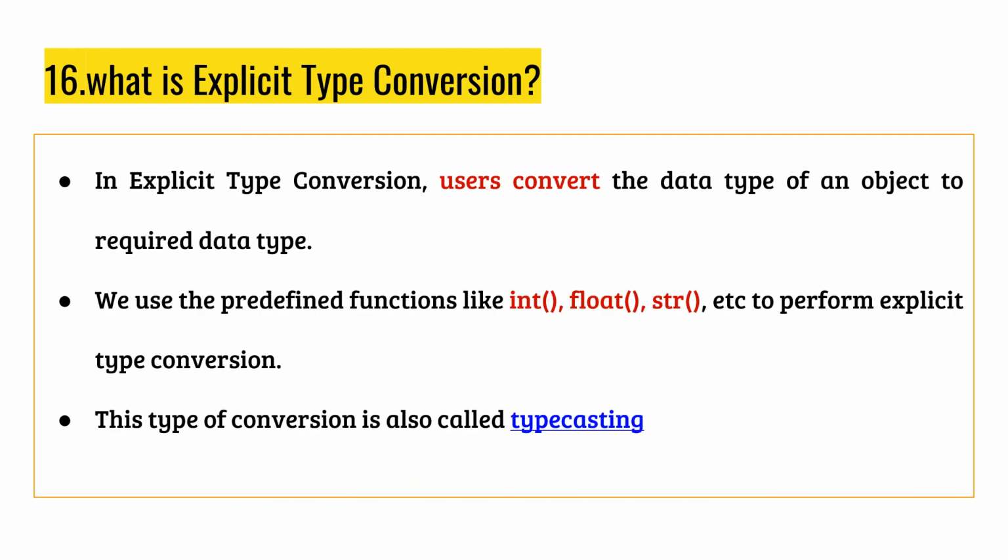Then the question is, what is explicit type conversion? As you know, implicit type conversion is done by Python itself. In explicit type conversion, we, the user, give the instruction about which data type to convert to which data type. Here we can use predefined functions like int, float and string to perform explicit type conversion, and this is called typecasting.